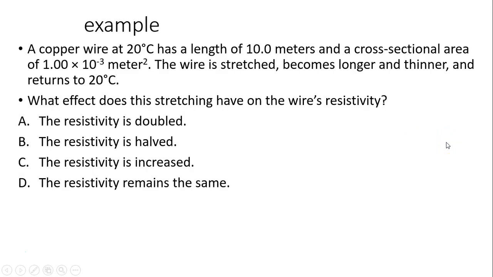Let's take a look at this example. A copper wire at 20 degrees Celsius has a length of 10 meters and a cross-sectional area of 1 times 10 to the negative 3 meters squared. If the wire is stretched to become longer and thinner, and remains at 20 degrees Celsius, what effect does this stretching have on the wire's resistivity? Remember, resistivity only depends on two things, the material and the temperature. The wire is still copper. The temperature didn't change. It's still 20 degrees Celsius, so resistivity has to remain the same.